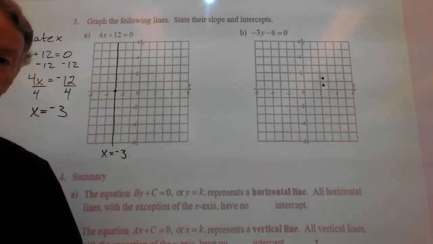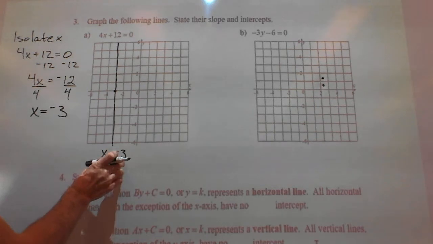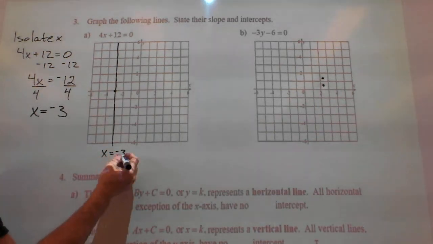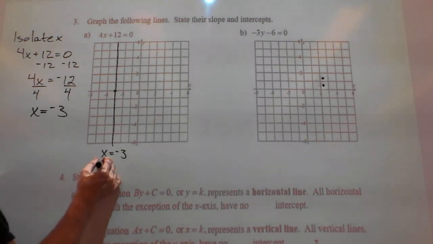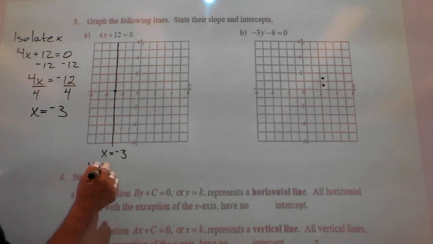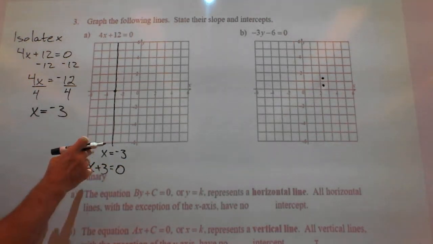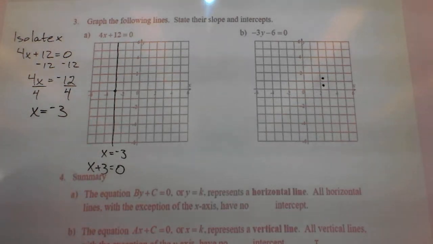Okay? If we were to put this in general form, remember we move everything to one side, it would be x plus 3, right? We've added 3 to both sides, equals 0. Okay? So that's general form.